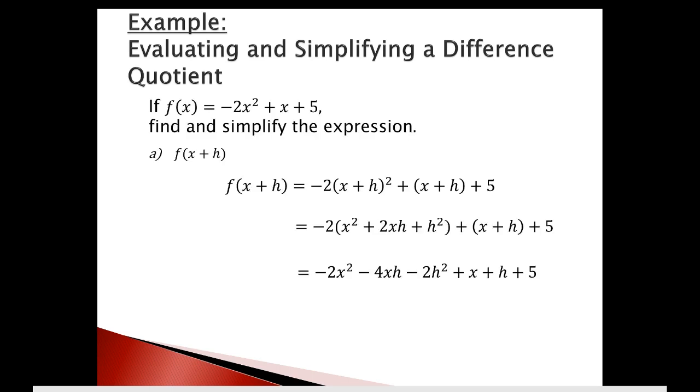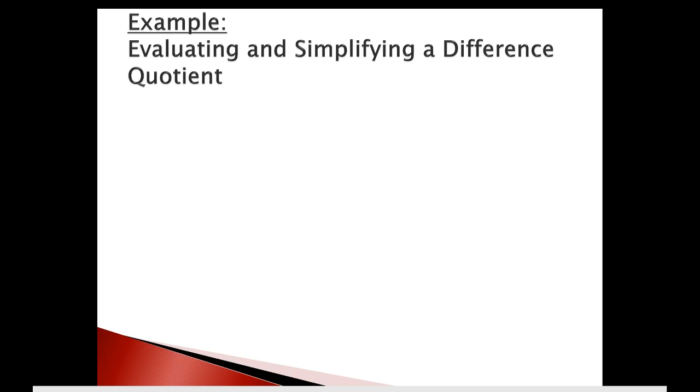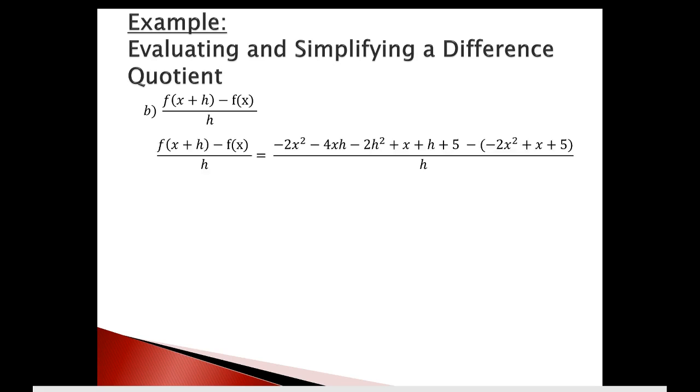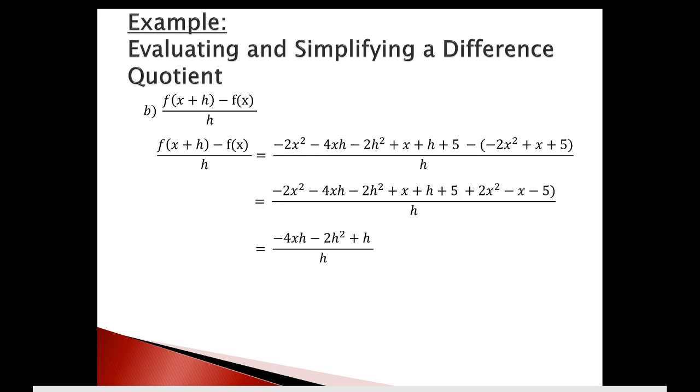And after taking the value of f of x plus h, we can calculate the difference quotient of that function, that is f of x plus h minus f of x over h. So now here we need to plug the value of f of x here. This is the value of f of x plus h over h. Then after that we can simplify this one furthermore, and here we will have the difference quotient of f of x is equal to -4x minus 2h plus 1.